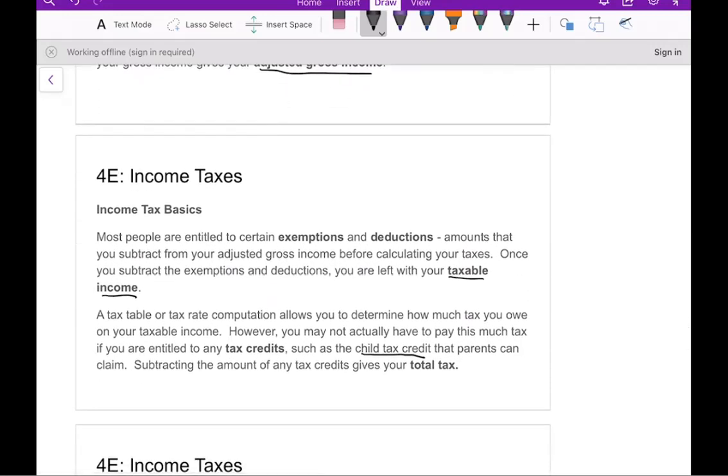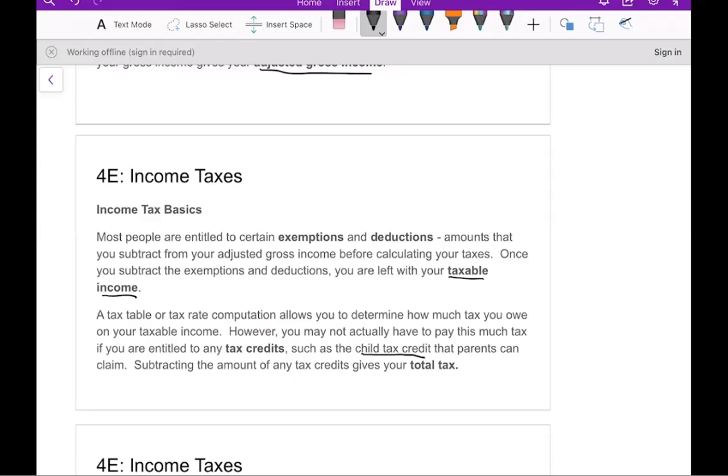Okay, now the last thing that we take into account before we have our taxable income is that most people are entitled to exemptions and deductions. These are amounts that you subtract from your adjusted gross income before calculating your taxes. And of course, once you subtract those exemptions and deductions, you're left with your taxable income. Now, a tax table or a tax rate computation allows you to determine exactly how much tax you owe on your taxable income. Of course, today there are many programs such as TurboTax or H&R Block that would also help you figure this out for you.